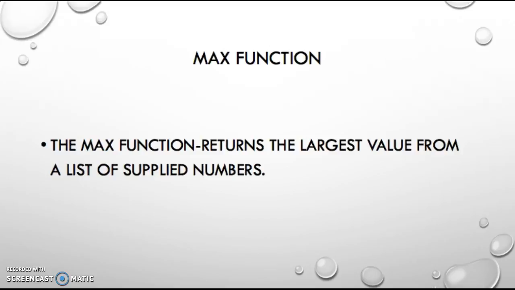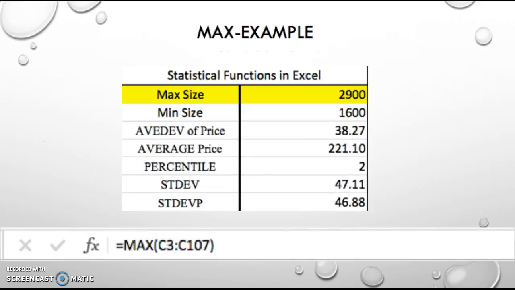The max function. The max function returns the largest value from a list of supplied numbers. Using the real estate data provided in the previous slide, I used the size category or column to figure out what was the max size of the house I had. Using the function equals max, I was able to determine that the max size was 2,900 square feet.